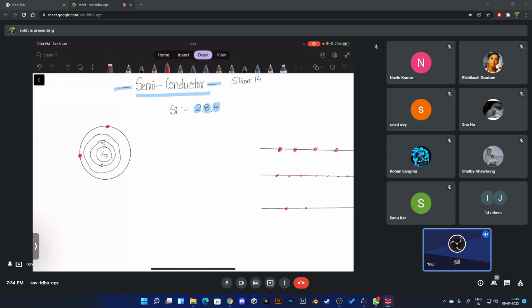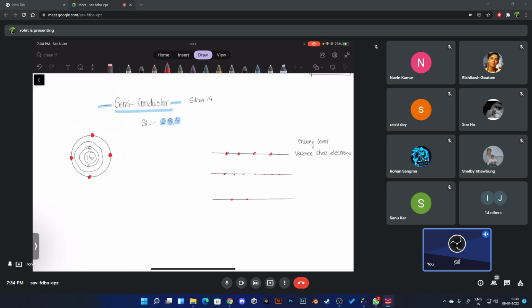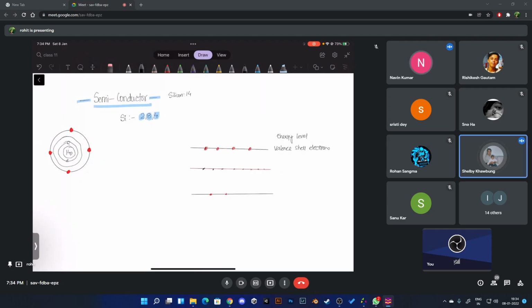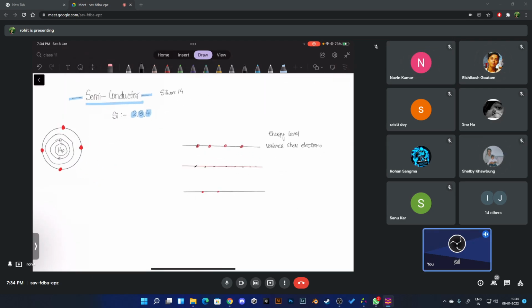1, 2, 3, and 4, and they are going to stay as far as possible from each other. That's why I've drawn them in extreme points. Now, these 4 electrons are these. I think you are clear with this part till now. Yes or no, guys? Yes, sir. Okay, now I'm going to ask you a question.